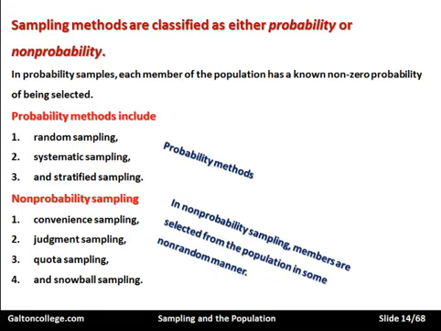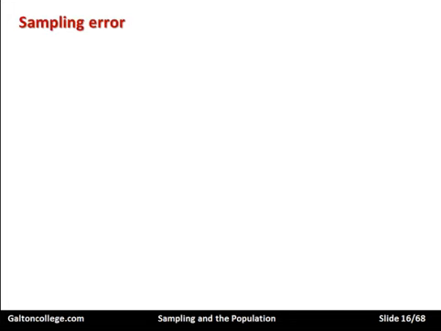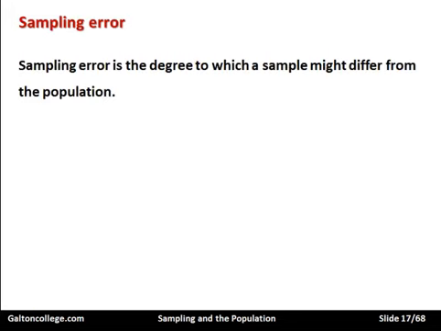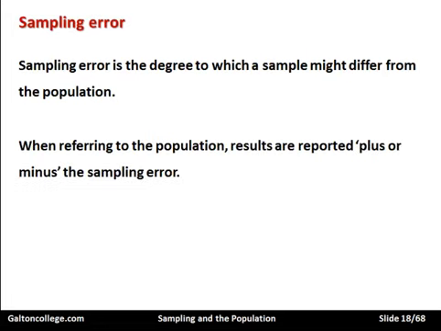So let's look at sampling errors. These are errors that arise out of the sampling technique, and which means that the results of the sampling is different from the true values of the population, which is what we were trying to discover. Sampling error is the degree to which the sample might differ from the population. That's the sampling error. It's the difference between what the sample has thrown up and what the population actually is.